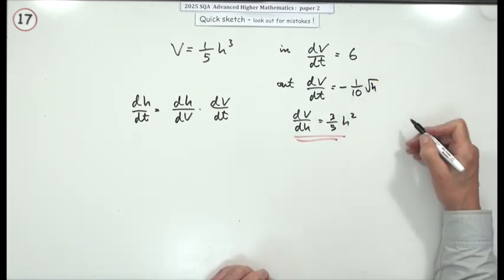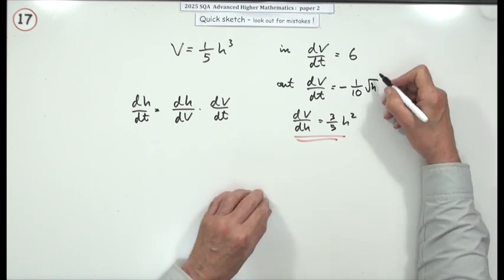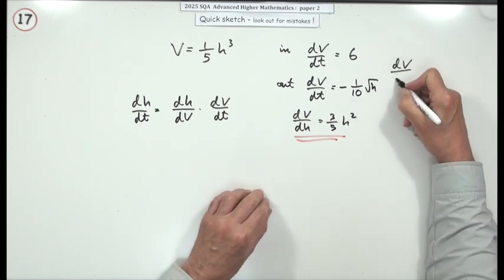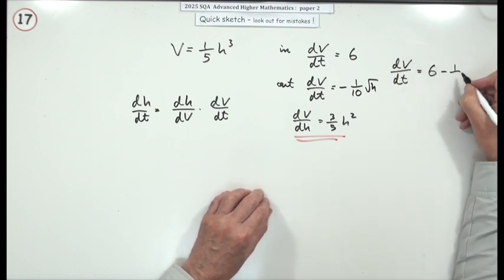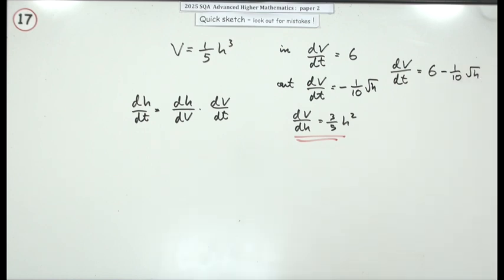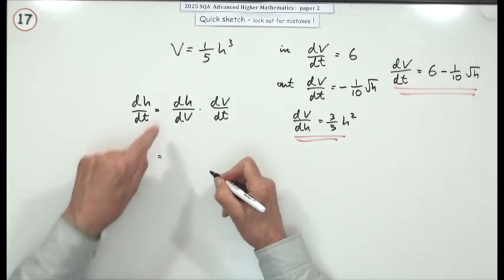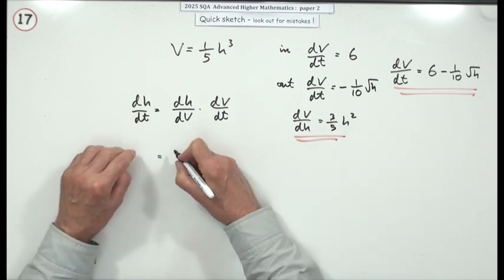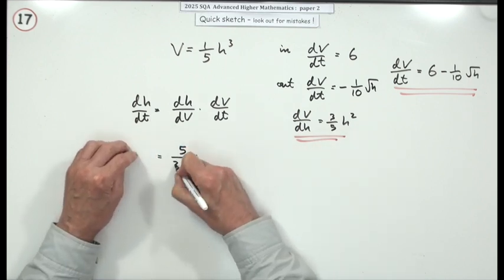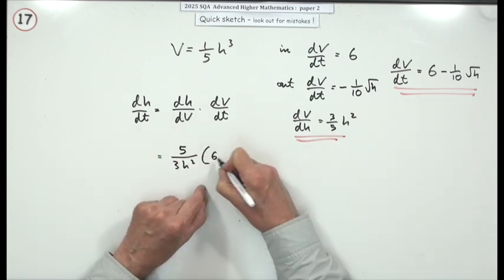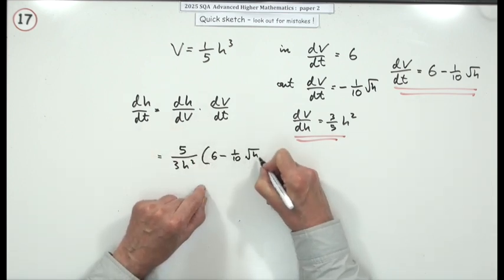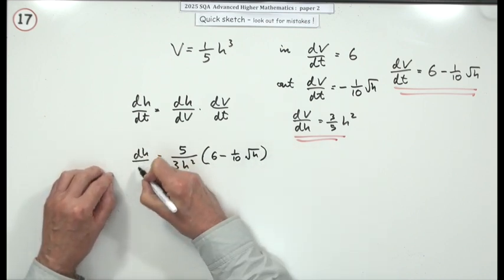Now, I should really be combining these two to get the net one. I don't know why I didn't do that at the time. So the net rate of change of the volume is going to be 6 minus 1/10 of root h. I should have done that before I wrote this down. I'll just put it all together. So you've got dh by dV, invert that, so it'll be 5 over 3h squared, multiplied by 6 minus 1/10 of root h. So that's what I'm looking for.